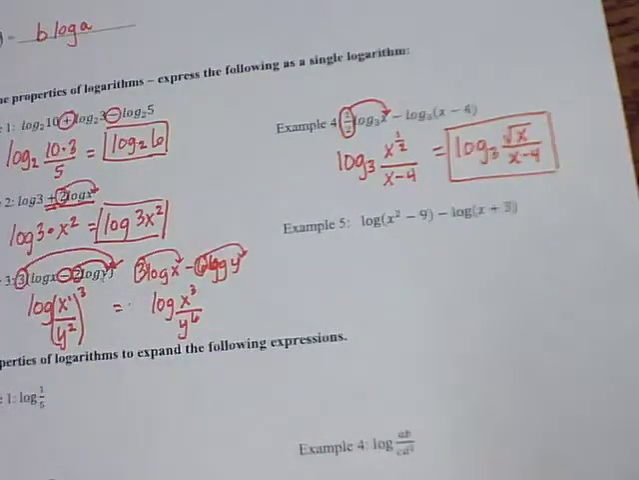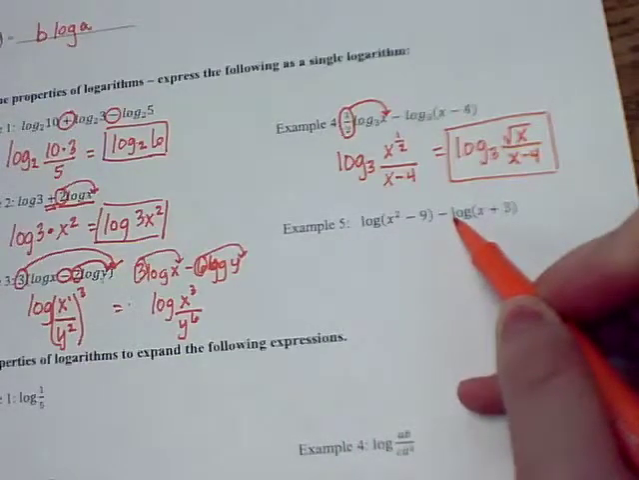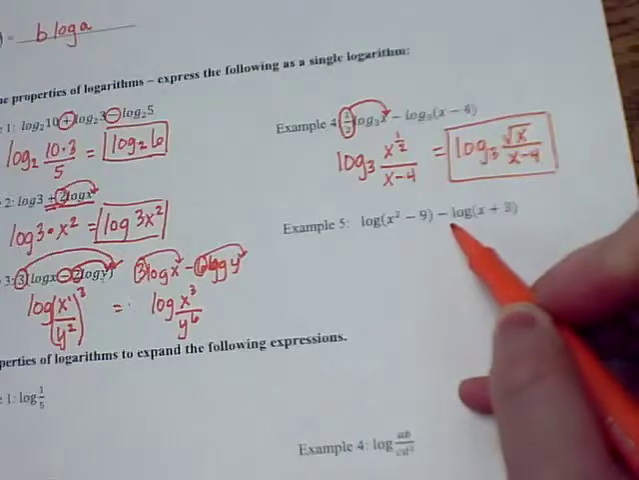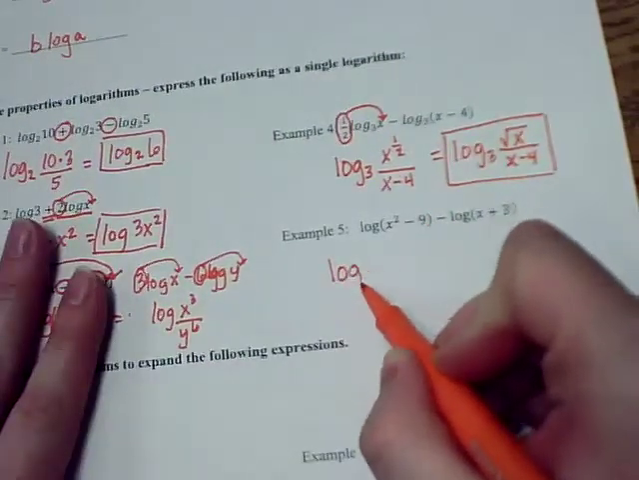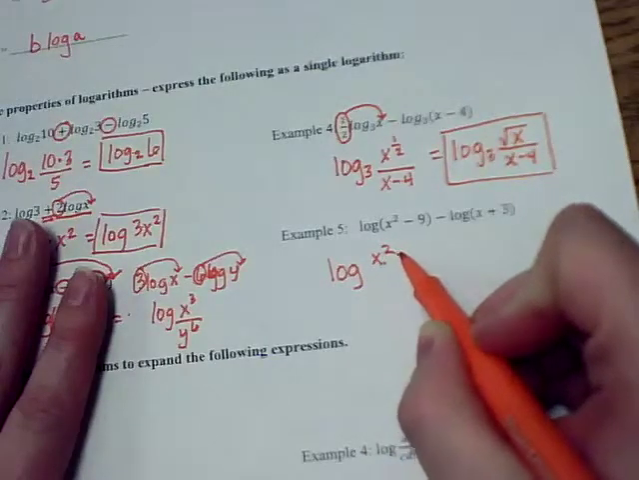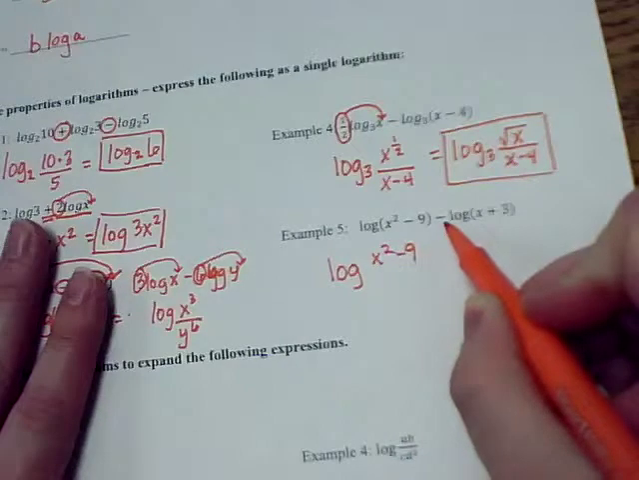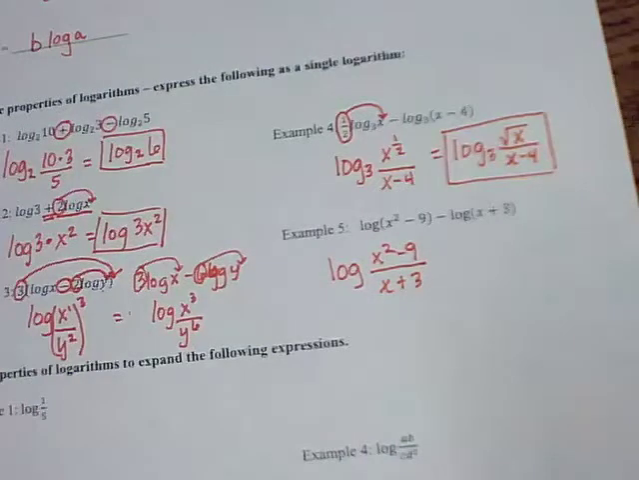Alright, on example 5, there are no numbers in front of the log, so that means there's no exponents that I need to take care of. So now I'm just going to write it as a single log. So I'm going to have a log, it's base 10 because there's nothing written, x squared minus 9. It's subtracting, so again it's division, x plus 3. Now here's the tricky part. I need to see, can I reduce it anymore? So all of the other ones prior to this were not reducible.